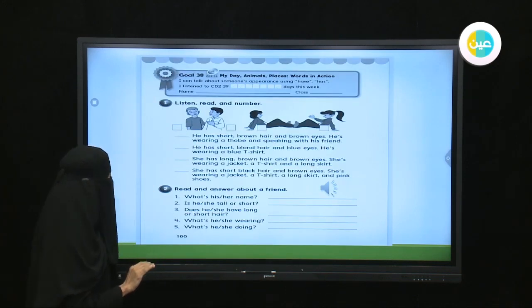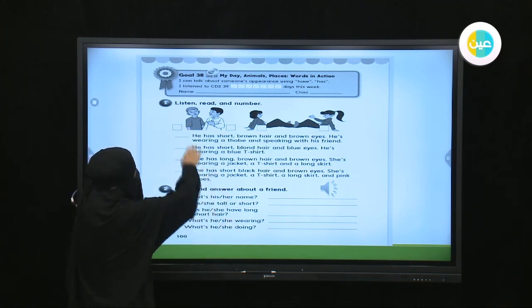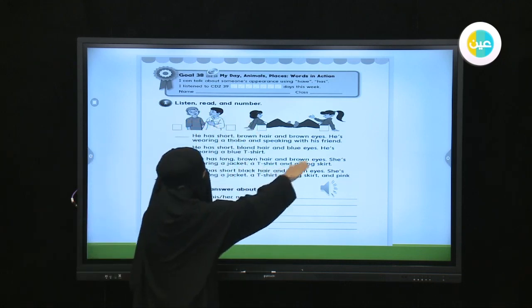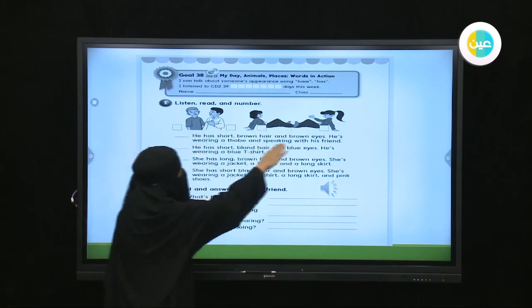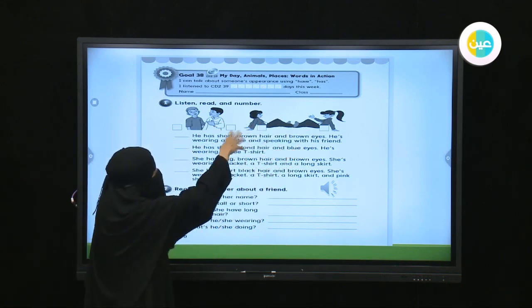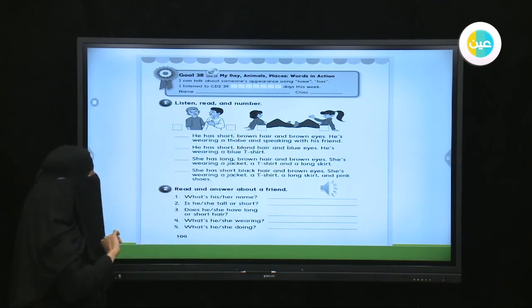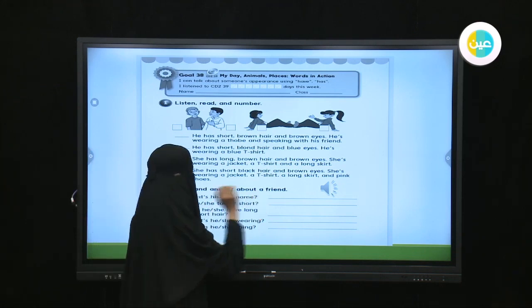Let's go to the homework, page 100. What does it say here? You're doing the same as you did in the first part. You listen, read, and number. So you have the same pictures. He wants you to practice again the reading of the description of people's appearance and number accordingly. In number 2, he wants you to read and answer about a friend.